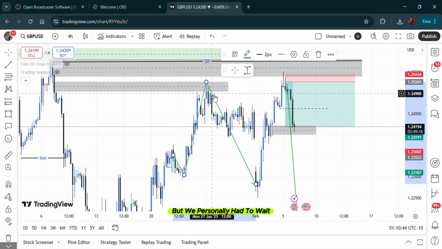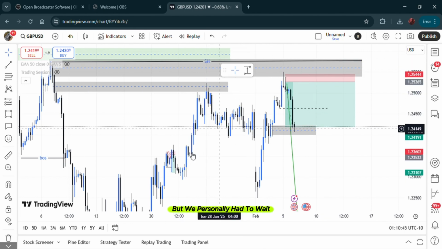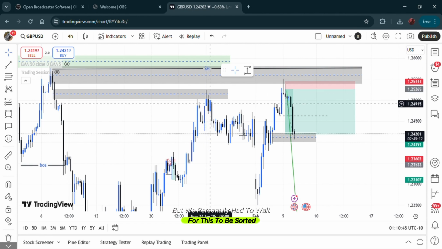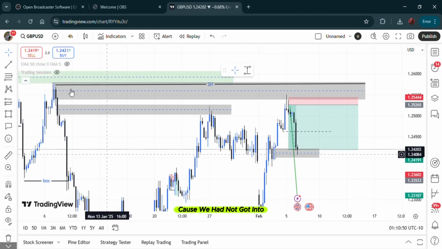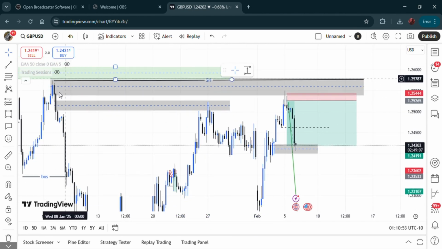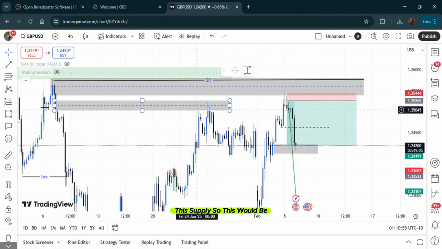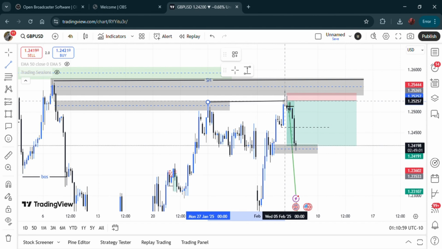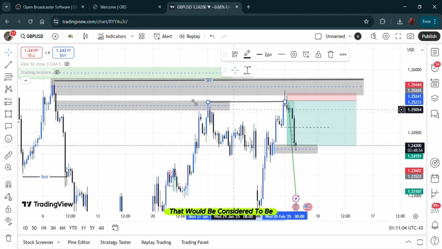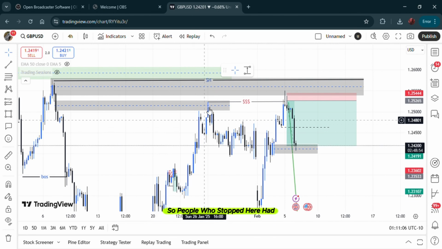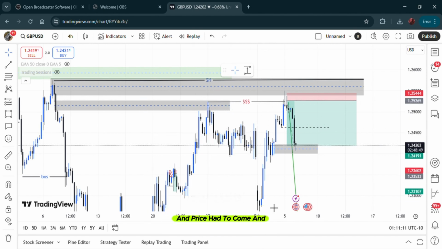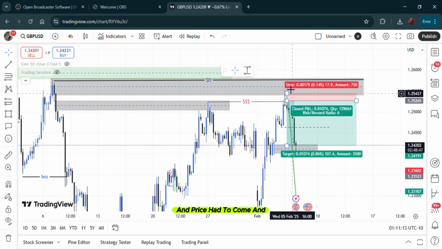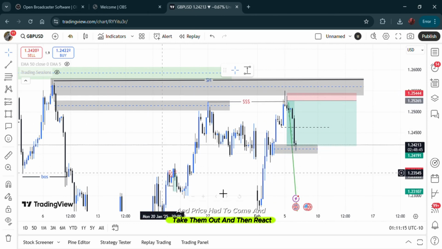But we personally wait for this to be swept because we had not to this supply. So this would be considered to be liquidity. That would be considered to be liquidity. So people who sold here had sold early, and price had to come and take them out and then react.